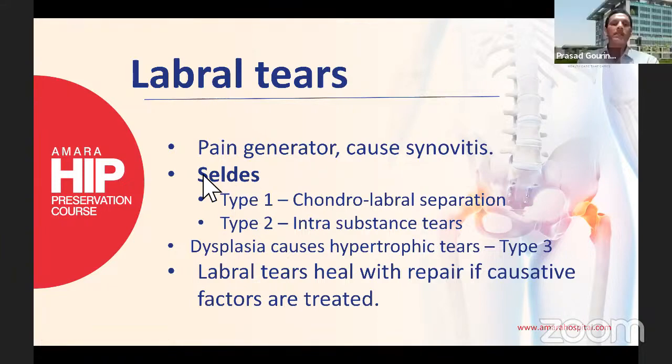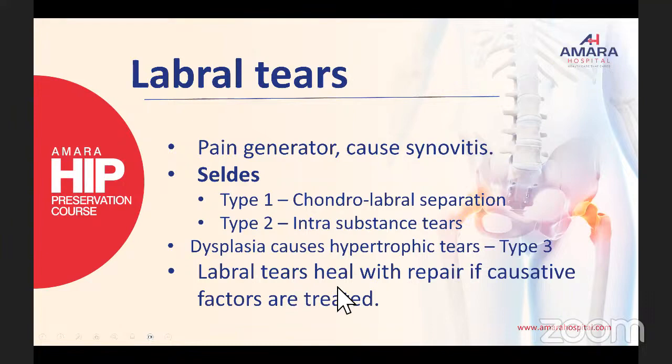Type 1 is a chondrolabral separation, like the cleft we saw, or a pathological chondrolabral separation, usually from cam impingement. Type 2 is intrasubstance tears from compression of the labrum between the neck and the acetabular rim. These are pincer types of impingement. And the third type is from dysplasia. I'll show an example to you. Keep in mind that labral tear should not be the diagnosis. You should take care of the cause of the labral tear. And labral tears heal well with or without repair, in fact, when the cause is taken care of.